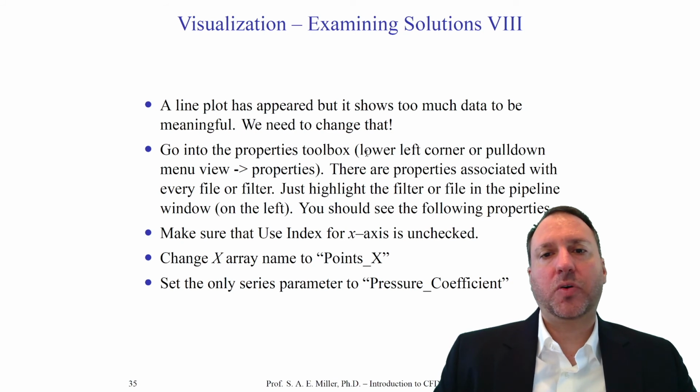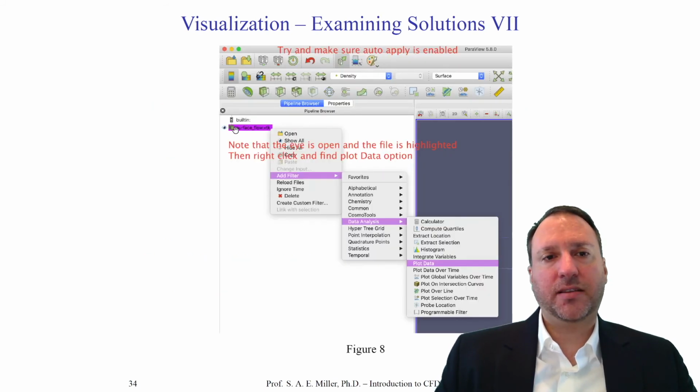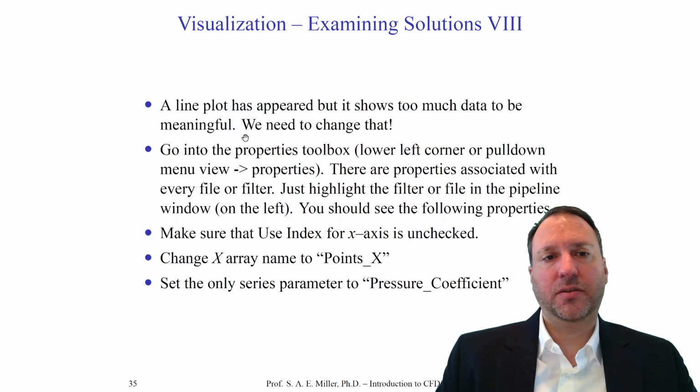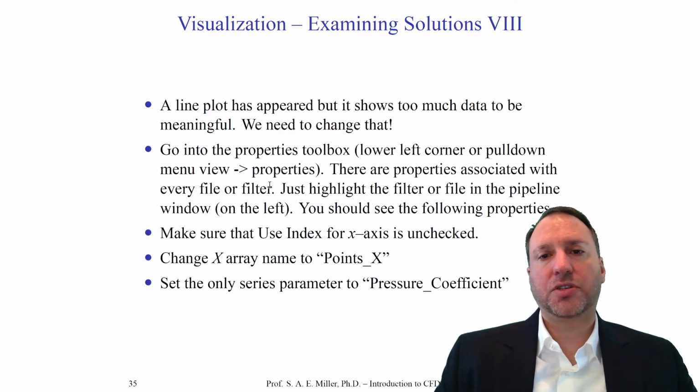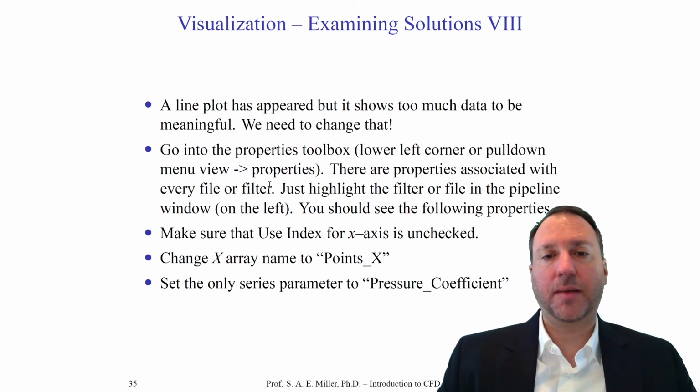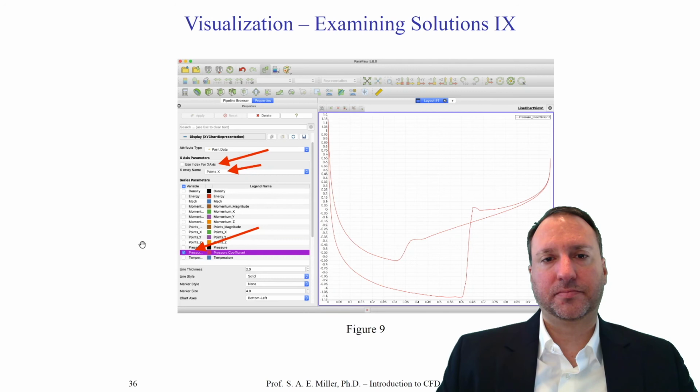There are now properties associated with every file or every filter. By clicking the file or filter that newly appeared, we can see particular properties. So left-click on the Plot Data, which appeared right here, and you'll see there are associated properties. These are properties that are associated with every file and filter, and the highlighted one in the pipeline browser is associated with the properties in the filter. So you should see some of the following properties in this page.